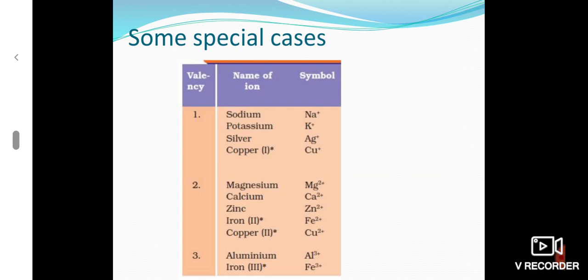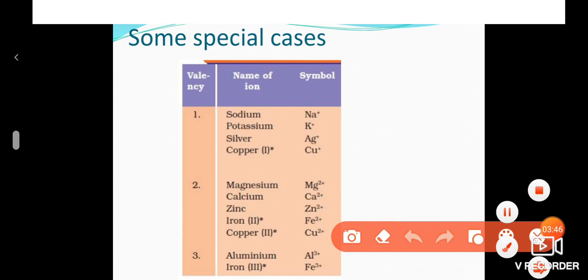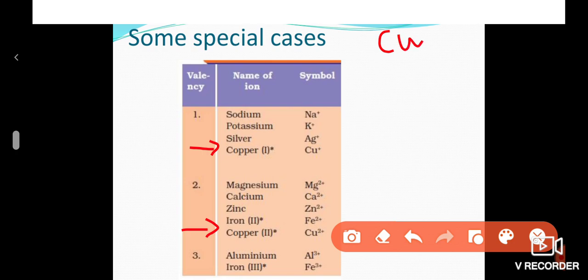Special cases. Here there are also some special cases. Look at valency 1. In valency 1, you may see copper is also present under the category of valency 1, isn't it? And see valency 2. Here also you observe copper present in the category of valency 2. So here we have some confusion about the naming. How do we give the name for copper? Whether it is +1 or +2 state. Okay. So copper exists in both +1 and +2 nature.